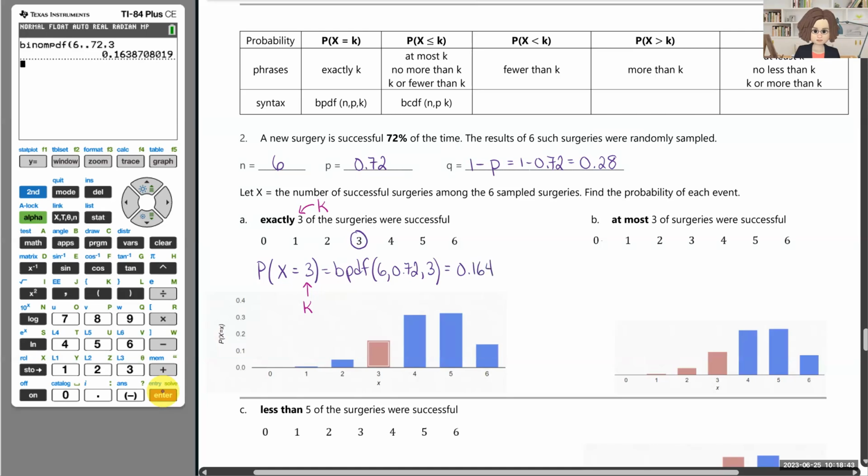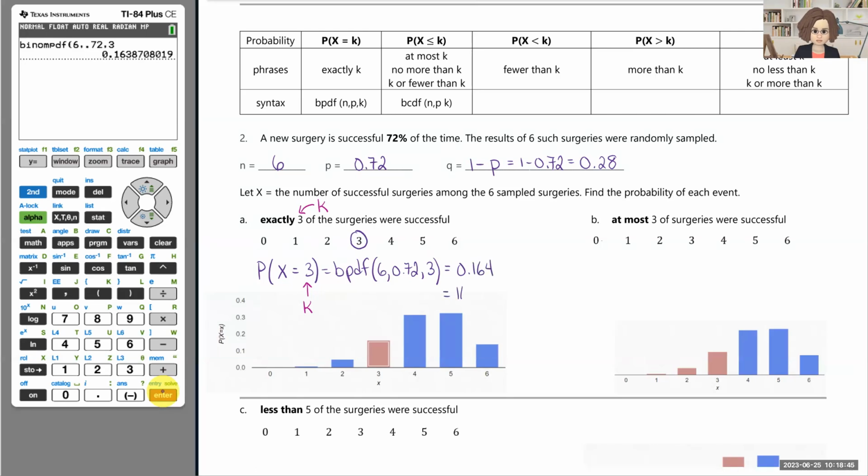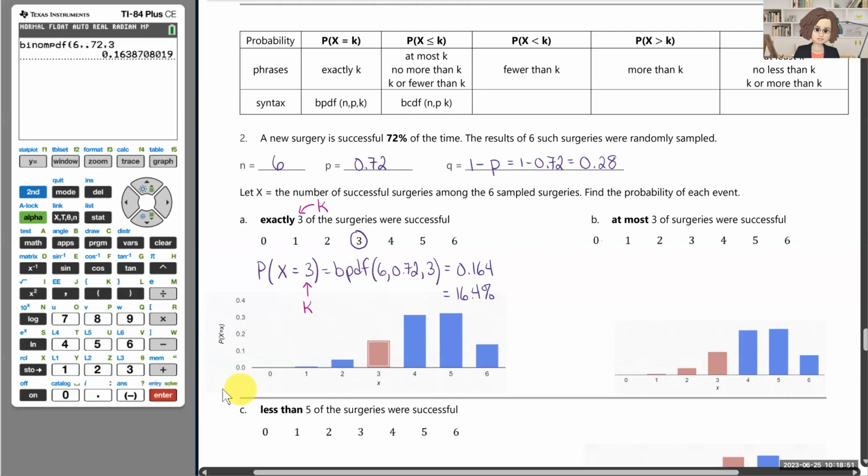0.164. And just so I can speak it here, I'll do it as a percent as well. There's a 16.4% chance that exactly 3 surgeries were successful. So if we were to add all of the areas of these bars together, it would be 100%, and that particular single one is 16.4%.